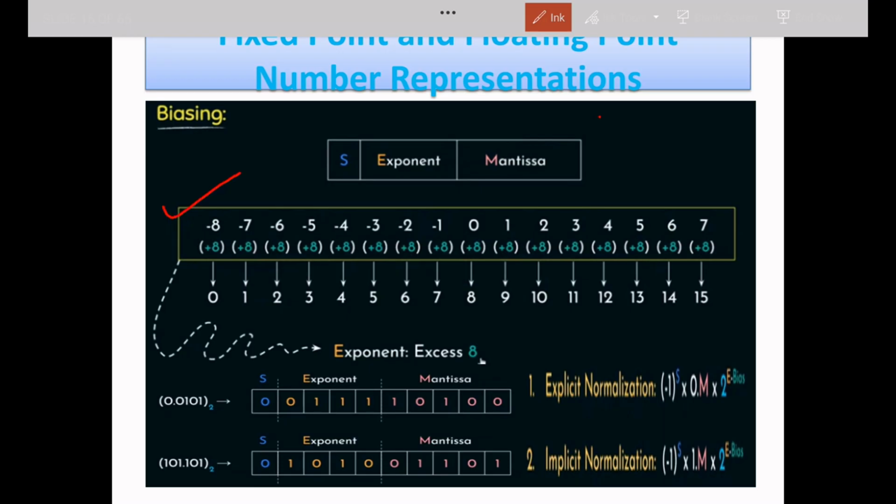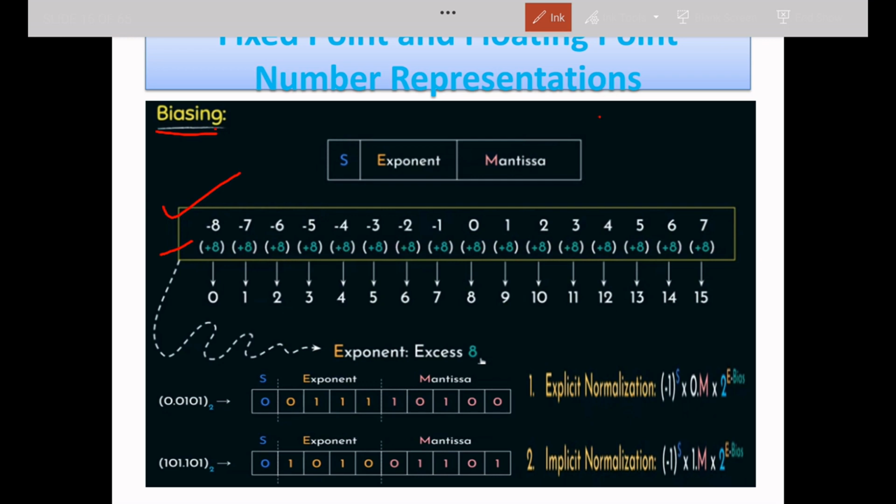Now you can see these are the numbers from -8 to 7. This is the two's complement. I told you that two's complement is the best. So now I am adding this +8 everywhere. That is the meaning of bias. What is the meaning of bias? Bias means a max number.